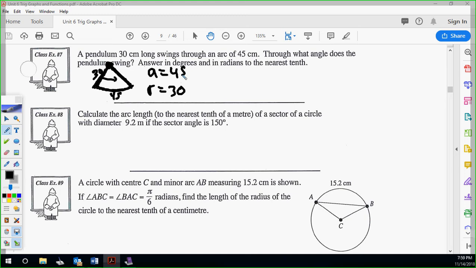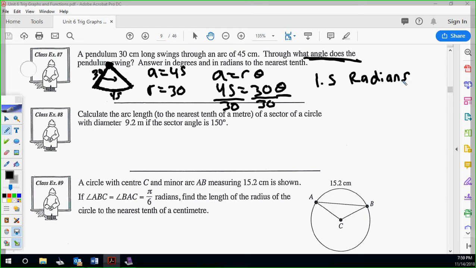So then in this example, we know that A equals R theta from just previously. So then that means that 45 equals 30 theta. And notice it's asking us to solve what angle. So we're solving for theta. That represents the angle. So we feel good about how we're setting this up. So we divide the 30 over. And that gets us 1.5 radians.